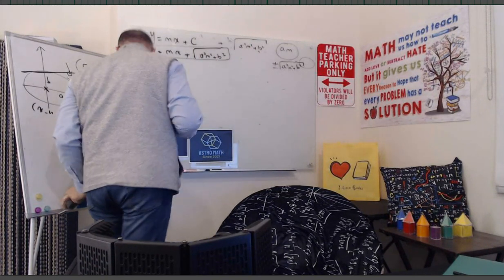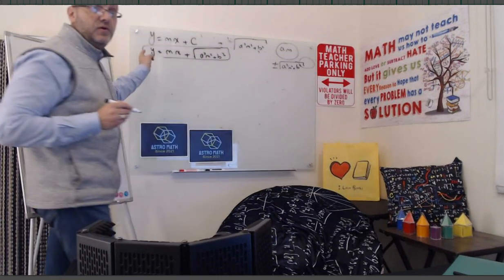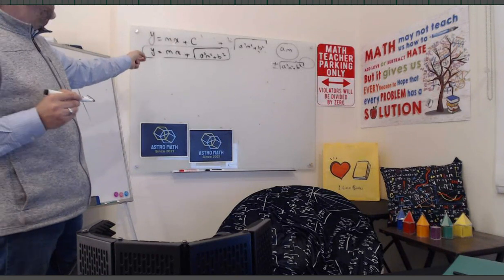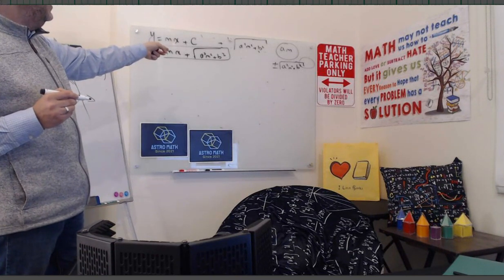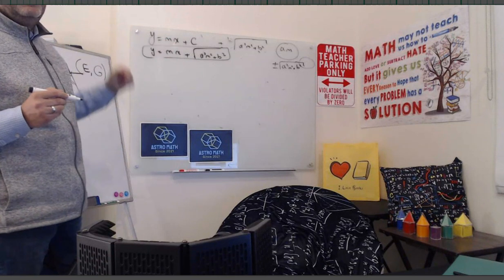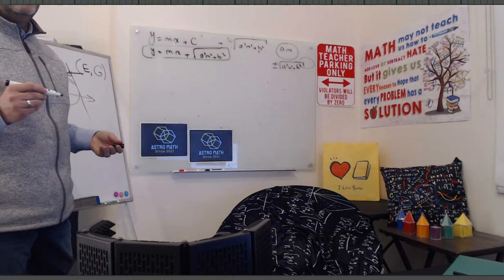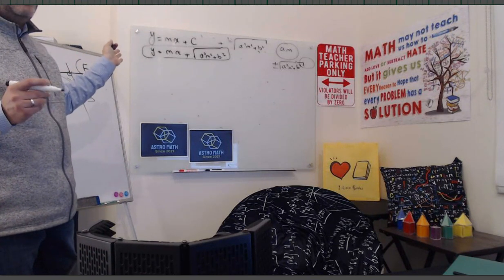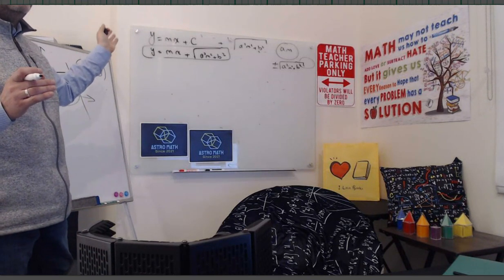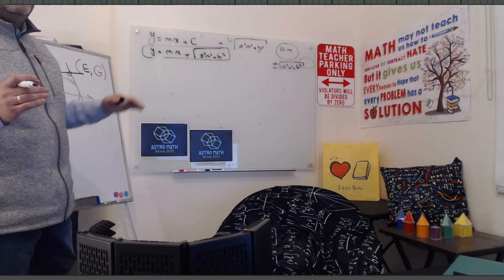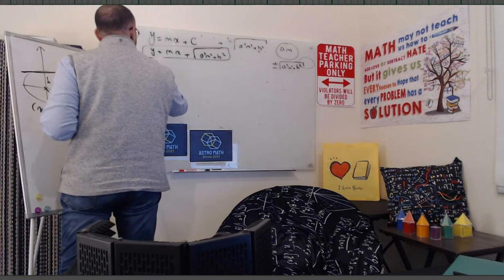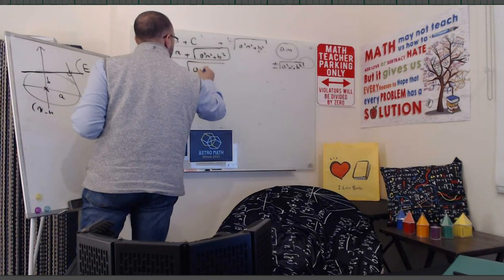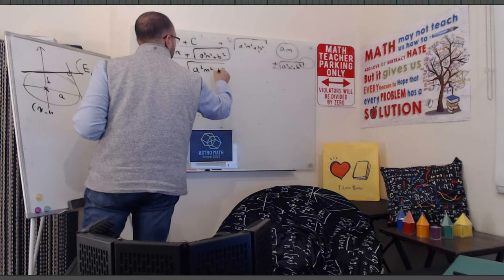So I'm starting with something like that. y = mx + √(a²m² + b²). Now I want to take the mx to the other side. I'll show you why. I want to keep the radical by itself on one side and then plug in the point. So if I go like this, y minus mx equals the square root of a²m² plus b².